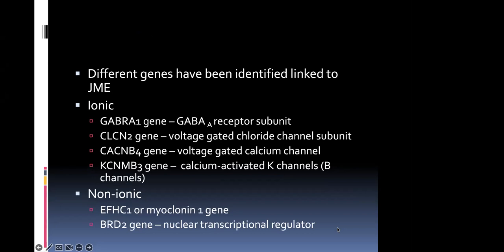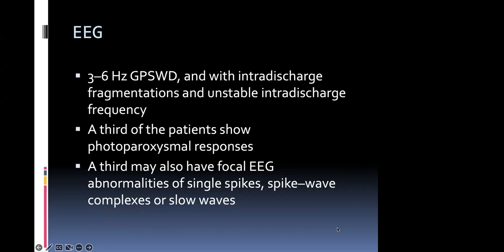Different genes have been identified linked to JME. EEG shows 3 to 6 Hz generalized spike and wave discharges with inter-discharge fragmentation and unstable intra-discharge frequency. Inter-discharge fragmentation means you can sometimes see focal discharges, and unstable intra-discharge frequency means sometimes you may not see the 3 to 6 Hz, either less or more. One third of the patients show the photoparoxysmal response. One third may also have focal EEG abnormalities.